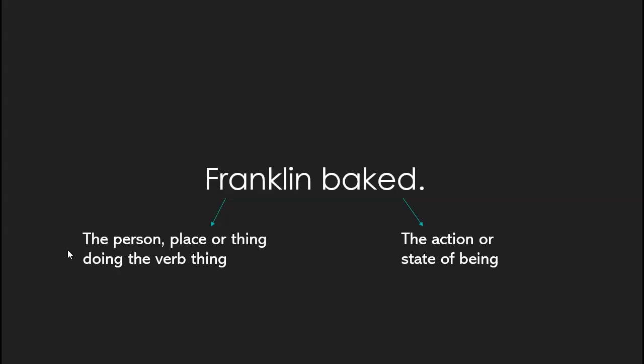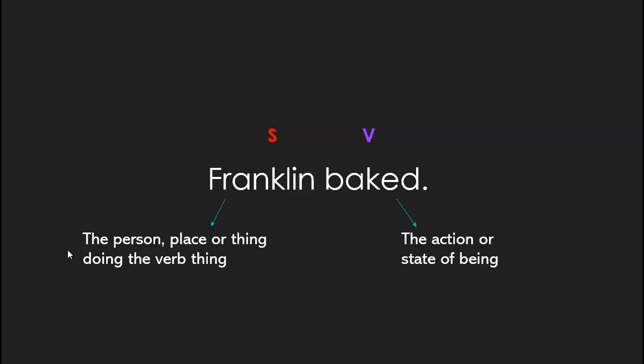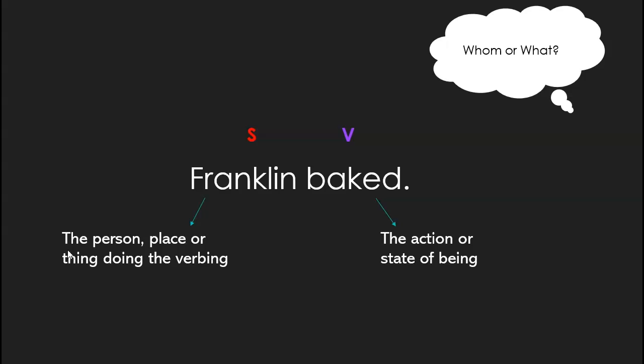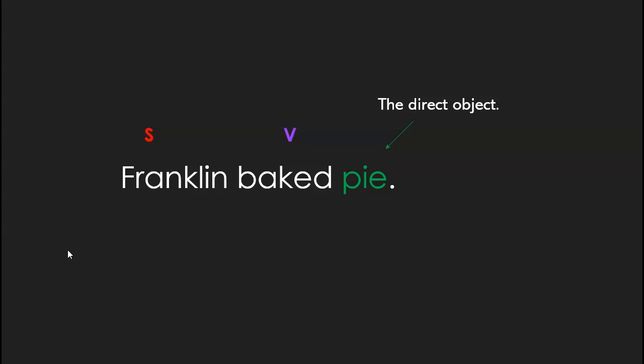Here's an example. Franklin baked. We know that Franklin is baking something. That's all we know, though. We can label Franklin as the subject and baked as the verb. Then we start to wonder, who or what did Franklin bake? Now, I really hope he's not baking a person. So we just ask ourselves, we go to the verb, and we ask ourselves, well, what did Franklin bake? The answer will be the direct object.